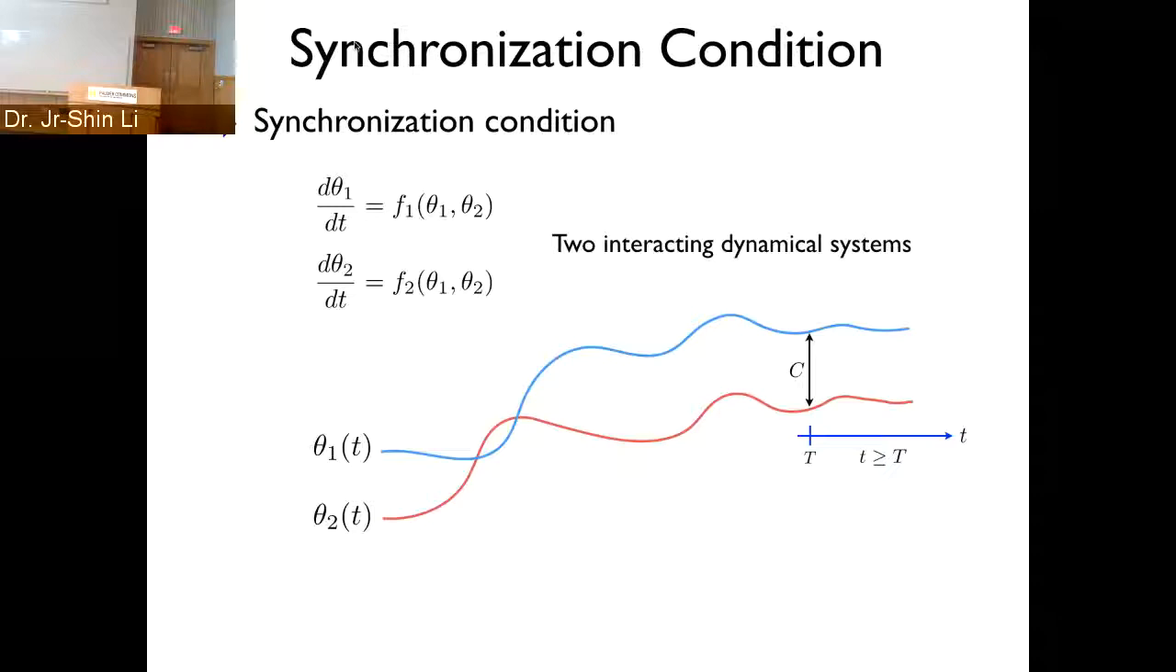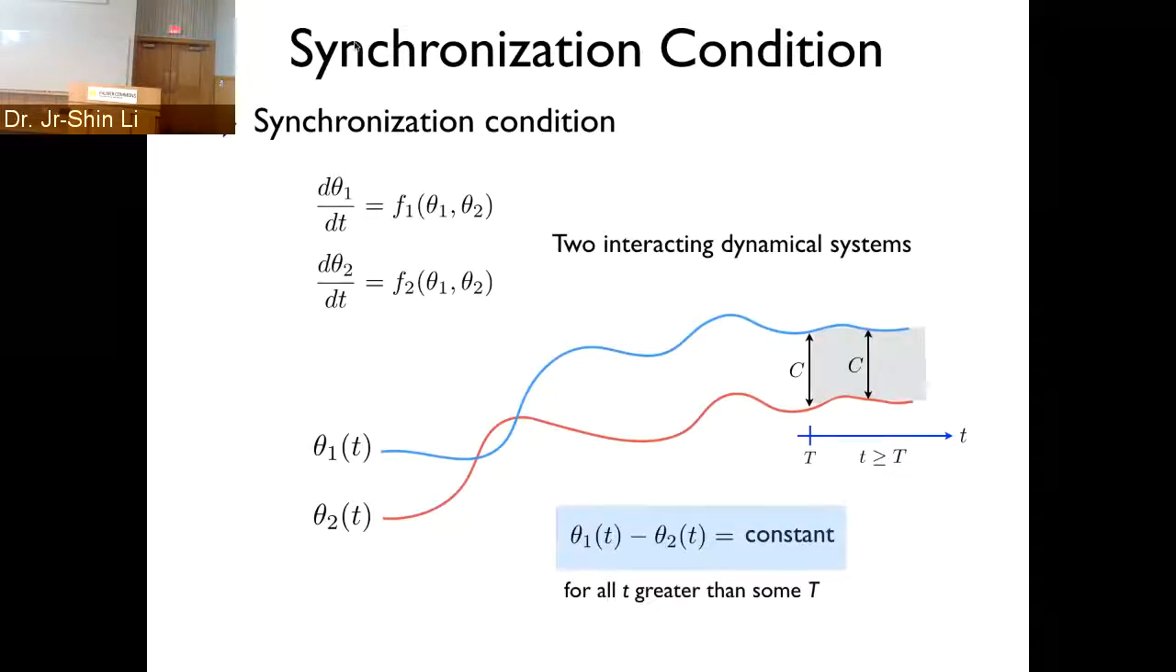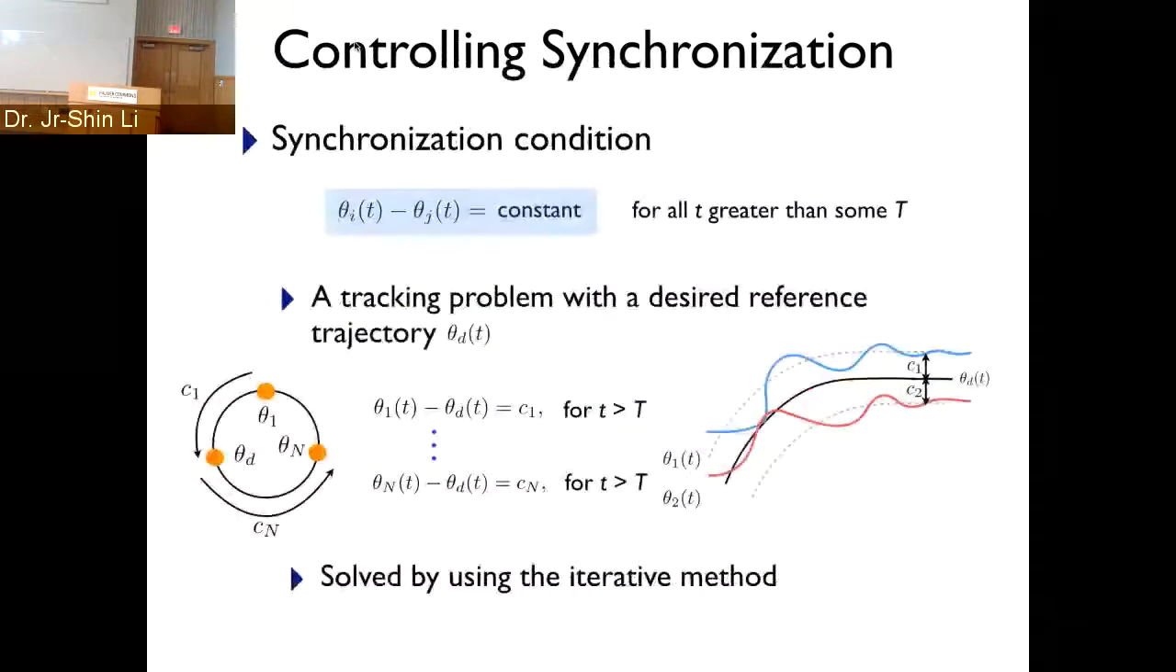Initially they could be totally different, I mean, they are not in synchrony. Then after some time, if the trajectory difference remains a constant, we say that this is synchronized. This is a very simple relation: theta 1 of t minus theta 2 of t is a constant when t is greater than some time. So after some time, they remain a constant.